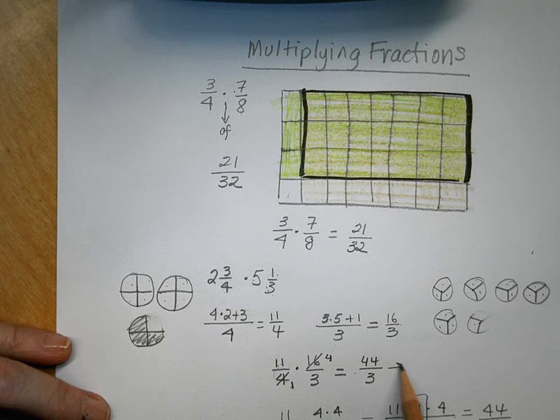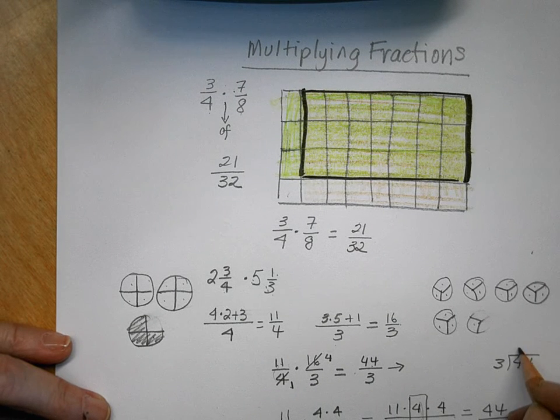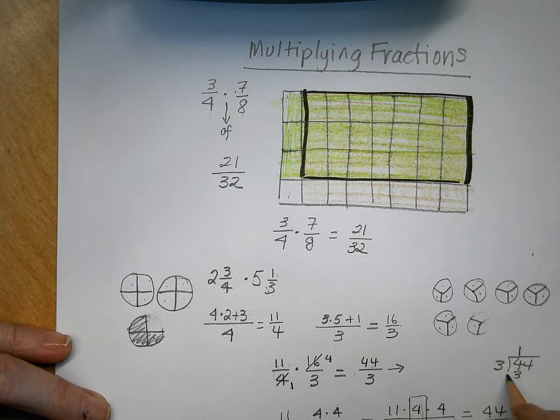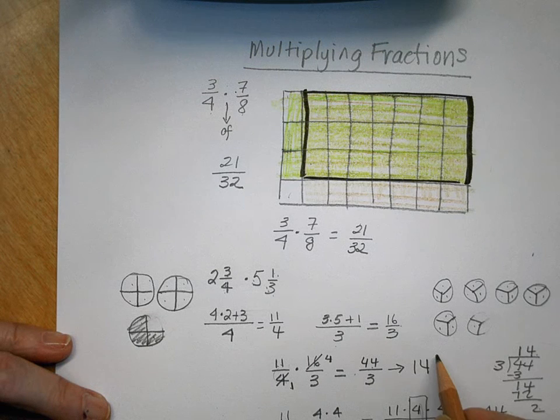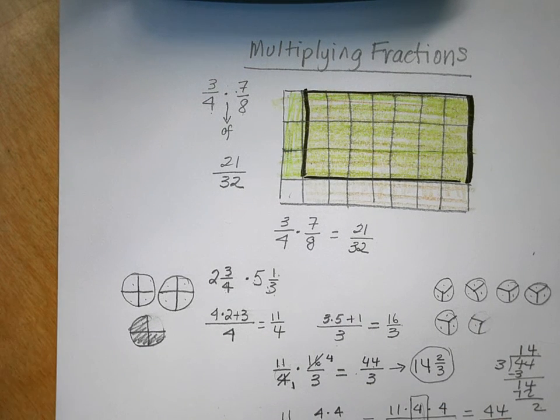Now if I want to change this to a mixed number, I'm going to divide 44 by 3. 3 goes into 4 once. 3 goes into 14 4 times, with 2 left over. So I have 14 and 2 out of 3, 2/3. That's my answer. So I hope this was helpful. Let me know if you need more help with this. Thank you.